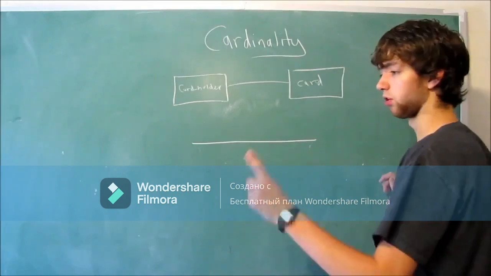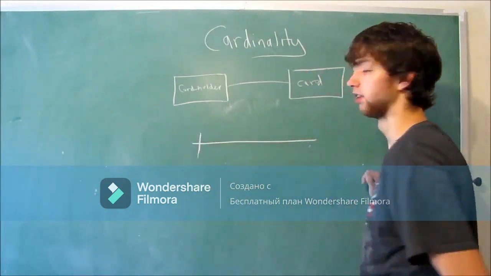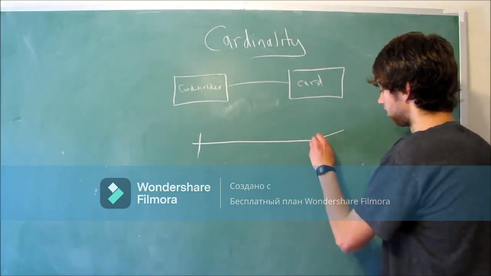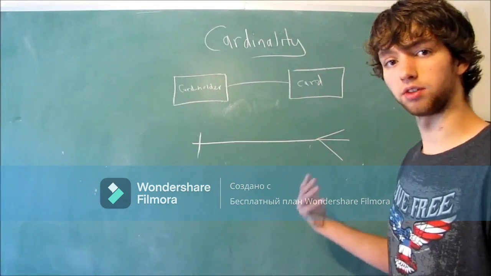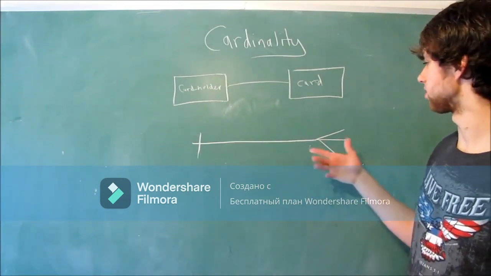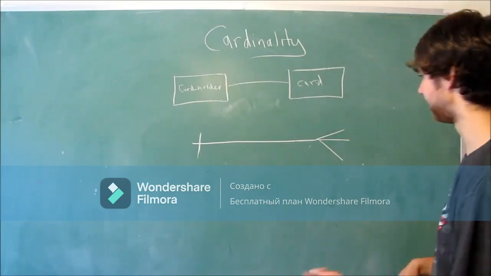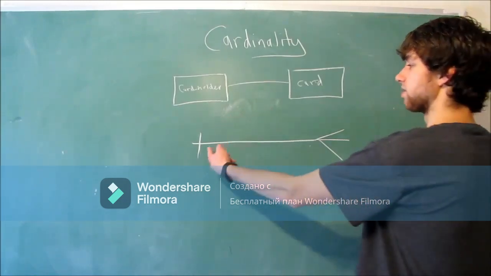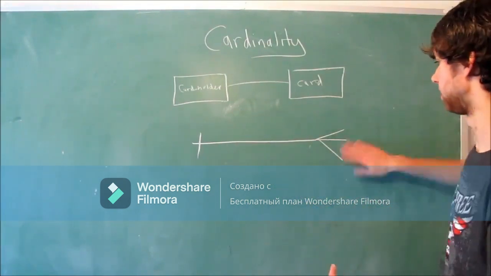On the one side, all you have is a straight up and down line like this. On the many side, you have this. This thing that we're doing right now is known as crow's foot notation because it looks like a crow's foot. I think that's why they call it that. I don't really know. But this is a one, this is a many. So when we're drawing it, one, many.